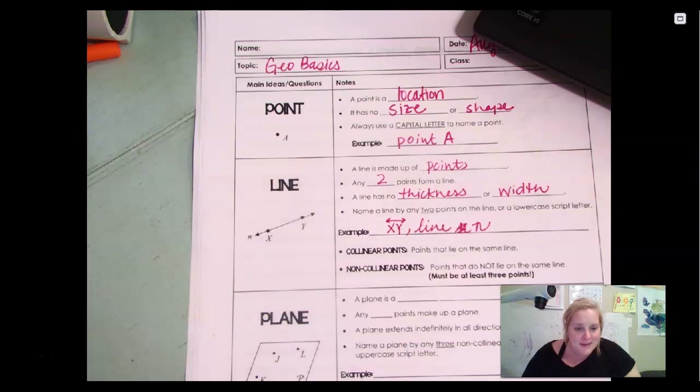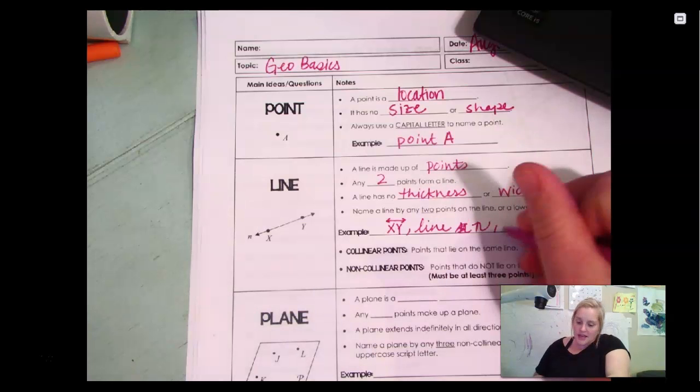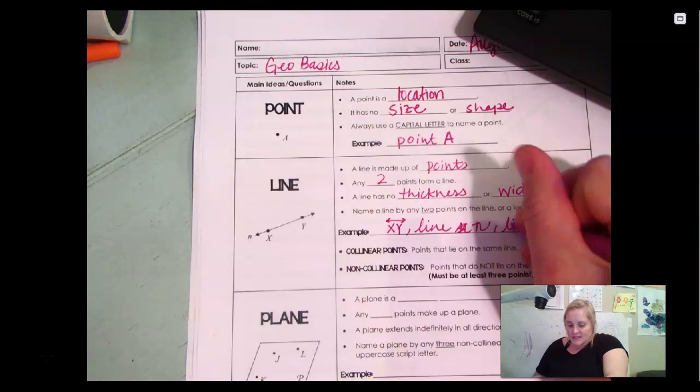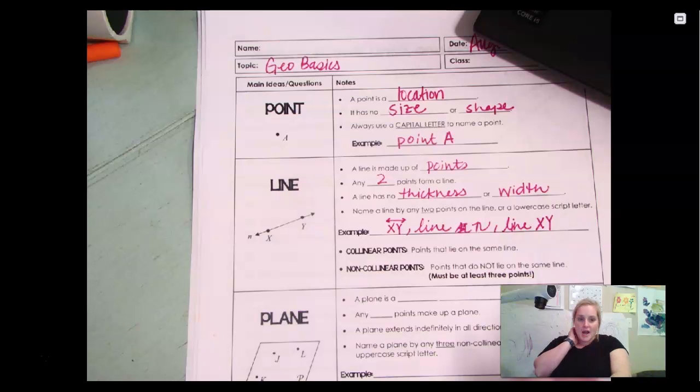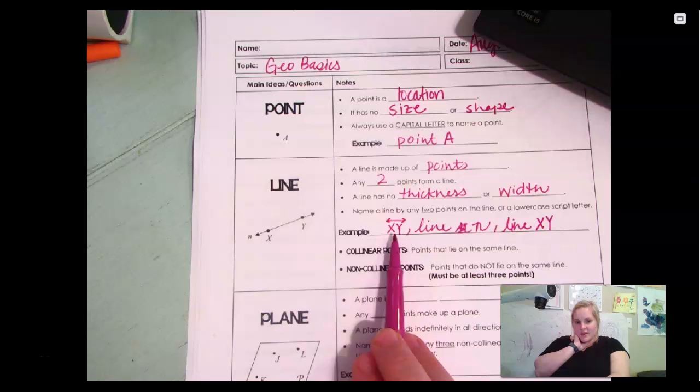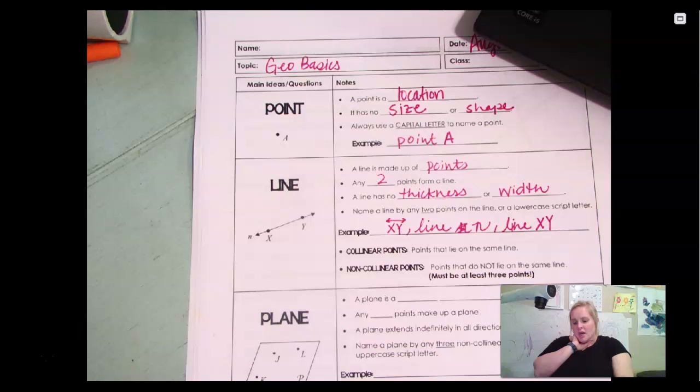Anyways, it's supposed to be a cursive N, or we could call it line XY. So you can either physically write the word line out and then the 2 letters, the 2 points in capital, or with the bar over the top of it with arrows on both sides. It has to have those arrows. Now, collinear points, points that lie on the same line. Non-collinear points, points that do not lie on the same line. There must be at least 3 points.